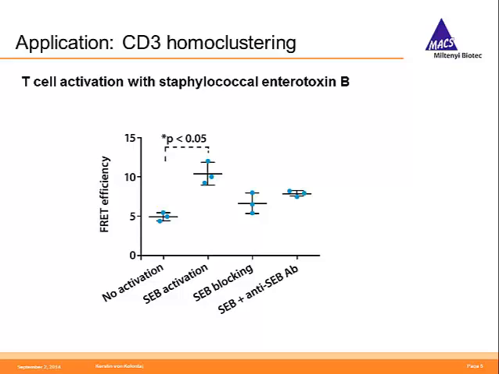However, if I applied a blocking antibody, either to the SEB before the activation of the T cells, which you can see here, or at the same time with the SEB to the cells, you see that the FRET efficiency increase is not as huge as you can see for the SEB only. So you can see that the T cells are really activated by the SEB and that this effect can be blocked by a blocking antibody, and you see those results again in your FRET results.